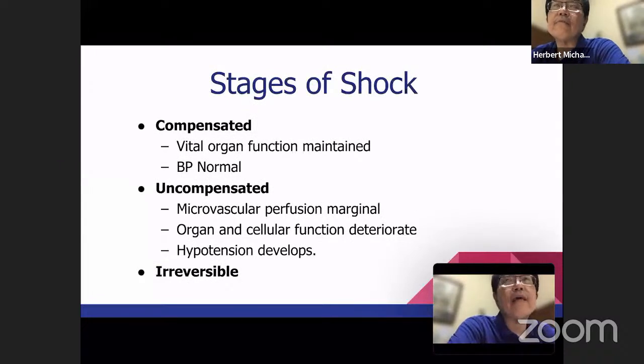Now, this is a classification of shock that is so old, but it is very, very helpful. Whenever I see a patient who seems to be in shock, I always run through this in my head. If the patient still has vital signs that are within normal or borderline normal, with a BP that's still normal, then the patient is still compensating. So that's compensated shock. If you already have microvascular perfusion that is marginal, organ and cellular function that is deteriorating, and there is already hypotension, then that's uncompensated shock.